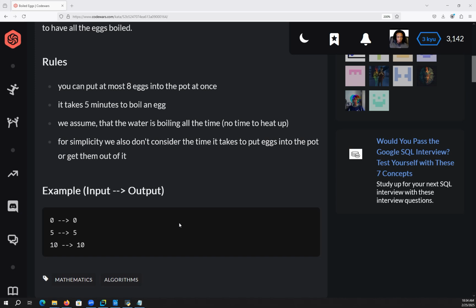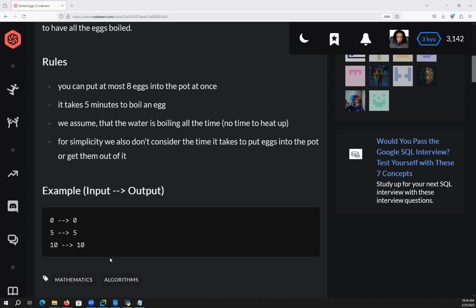We look at 10. 10 is going to take 10 minutes, where on the first set, you can only put in 8 eggs. So 8 eggs are going to take 5 minutes to boil. And then what you have left over from 8 is 2. So then you put in the next 2. Those 2 are going to take 5 minutes. So we have 5 minutes for the first set of 8, 5 minutes for the set of 2. That takes 10 minutes total.